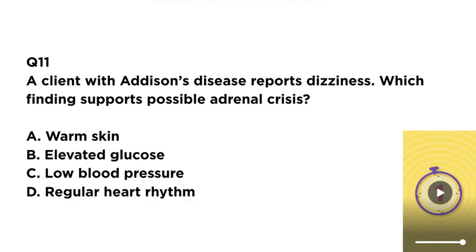Okay, the correct answer is letter C. Low blood pressure occurs when cortisol and aldosterone are insufficient, consistent with adrenal crisis. A is incorrect because warm skin is non-specific. B is also incorrect because elevated glucose contradicts expected hypoglycemia in adrenal insufficiency. D is incorrect because normal rhythm does not really indicate decompensation.